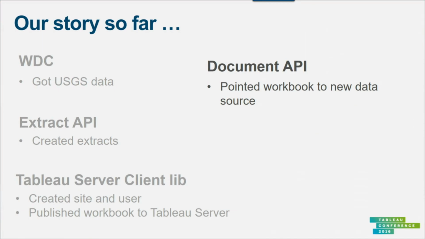Okay, so I've just shown you how we can use the document API to have our Tableau workbook point at the production version of our data source. And now we have our production-ready workbook. We want to embed this in a website. And Mike's going to talk about how we can use the JavaScript API to do that.